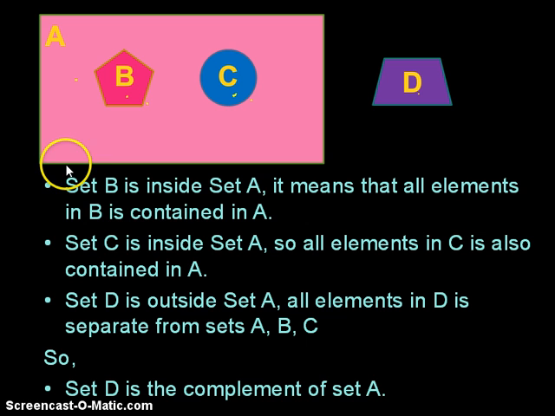Okay, so let's have this relationship. Set B is inside set A because all the elements of set B are contained in A. C is also inside A, and all the elements in C are also contained in A. But you can see here, our set D is outside set A. So it means that all of the elements inside our set D are separated from A, B, and C. If all the elements of set D don't belong to set A, then we can say that D is the complement of set A.